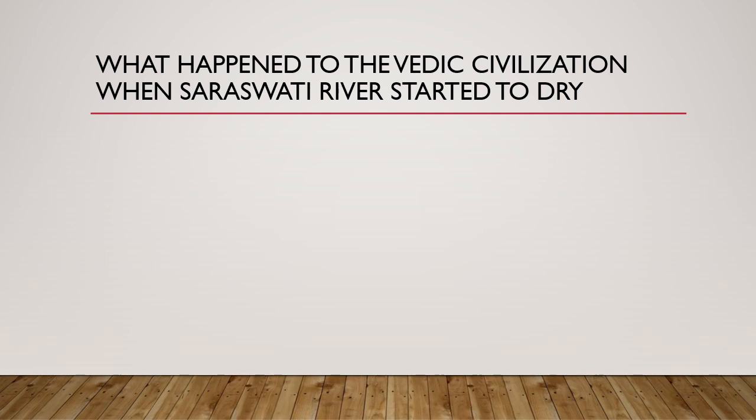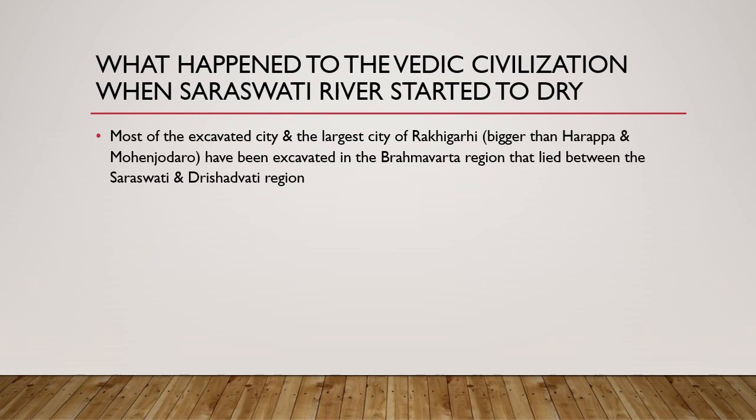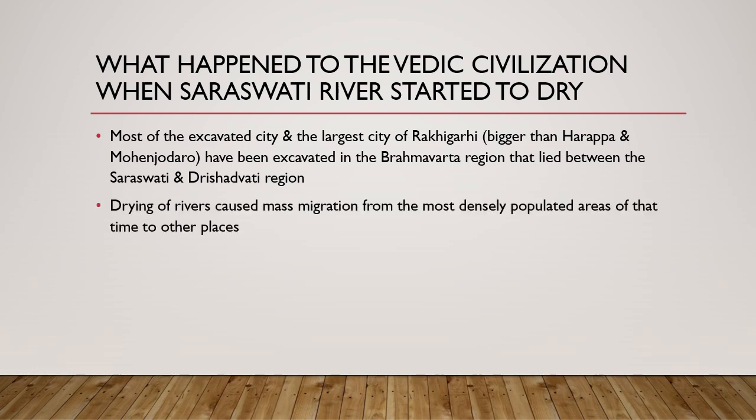So what happened to the Vedic civilization when Saraswati river started to dry? Now most of the excavated cities, I would say 75% of the excavated cities of the Vedic civilization, including the Rajas city of Rakhigadi, and as we discussed, it's bigger than the Harappa and Mohenjo-daro cities, have been excavated in the Brahmavarta region that lied between the Saraswati river and the Drishadvati river, as we just discussed. Drying of these rivers caused mass migration from one of the most densely populated areas of those times.